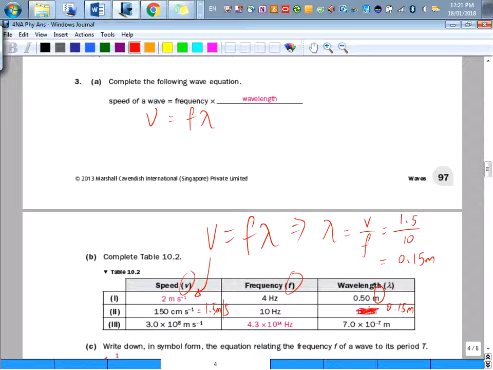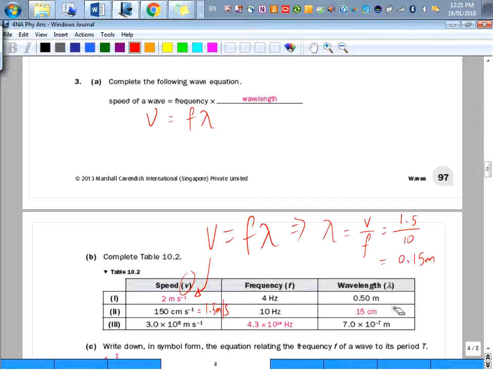We always try to work in SI units. Now if you left your answer as what they have over here, 15 centimeters, it is still correct. But to make things easier for us, we always make it a habit to write in SI units, so that whenever there are conversions, your final answer will still be in SI units.